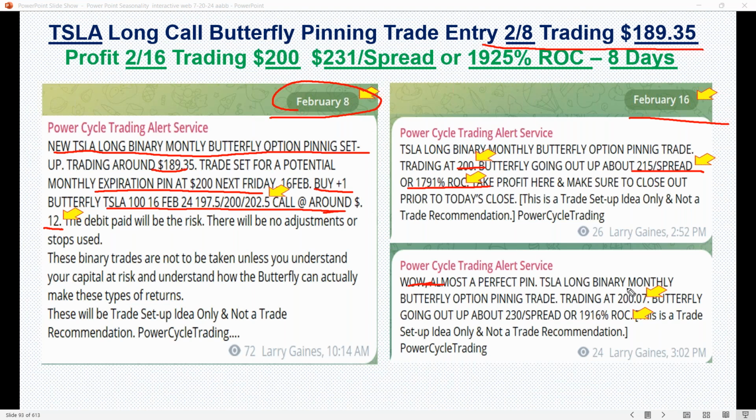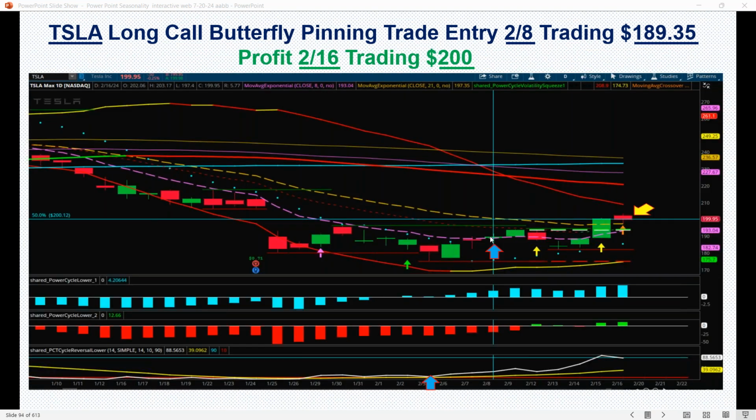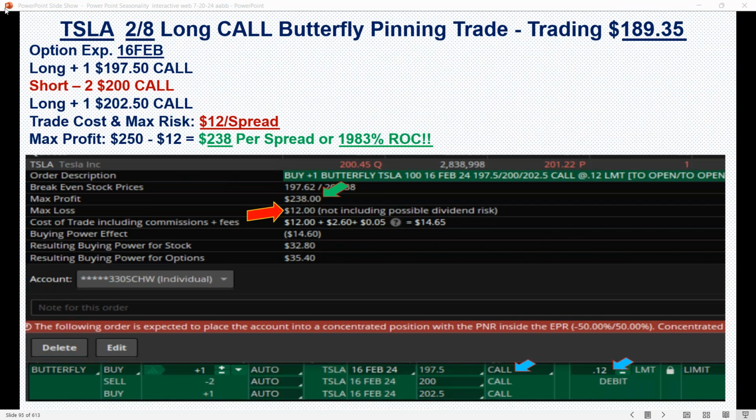And here it was at the close. Wow, almost perfect pin. Trading at 200. The butterfly now was trading at $230 per spread, up 1,916% return. This one was an amazing one. So that was one that was sent out. And so our entry was here. Our exit was right there. So did this for 12 bucks if you got this on.